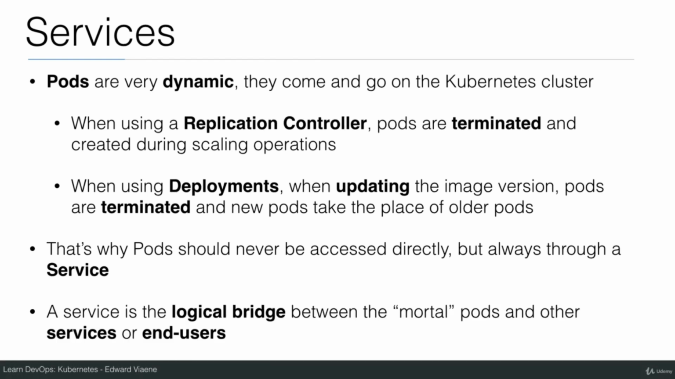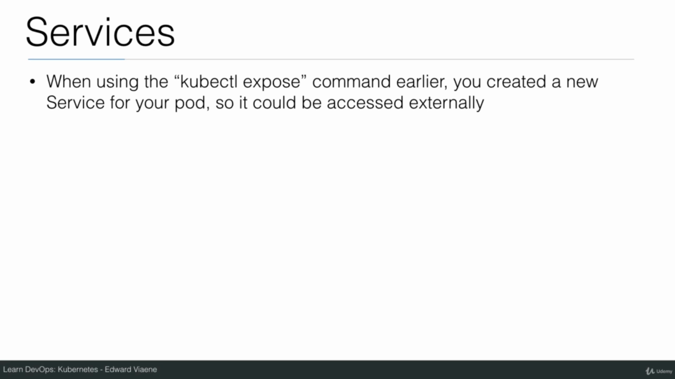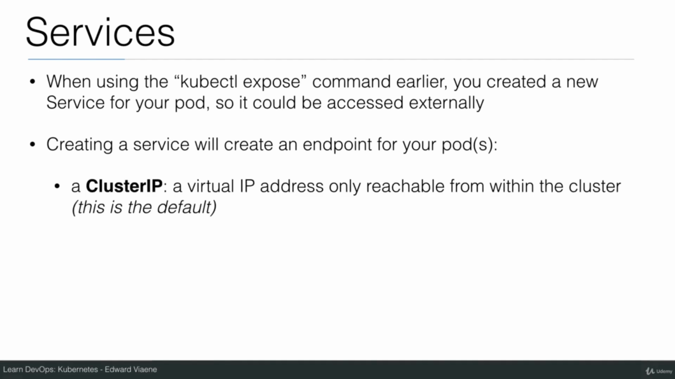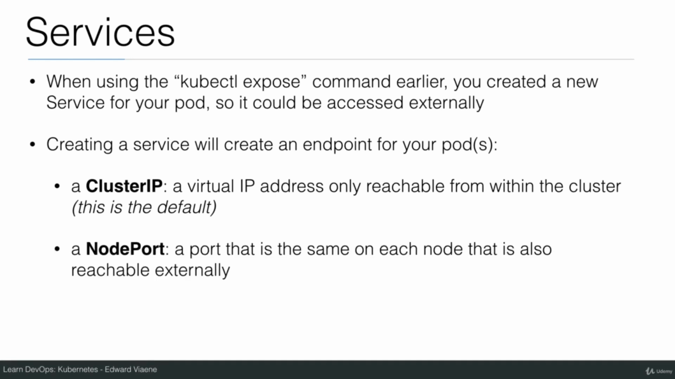A service is the logical bridge between the mortal pods and other services or end users. When using the kubectl expose command earlier, you created a new service for your pods, so that it could be accessed externally. Creating a new service will create an endpoint for your pods. You can either use a cluster IP, which is a virtual IP only reachable from within the cluster. This is the default. Or you can use a node port, and that is a port that is the same on each node that is also reachable externally. If you want to reach your pods externally, this is what you need.